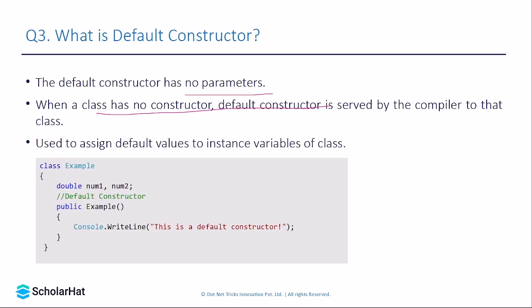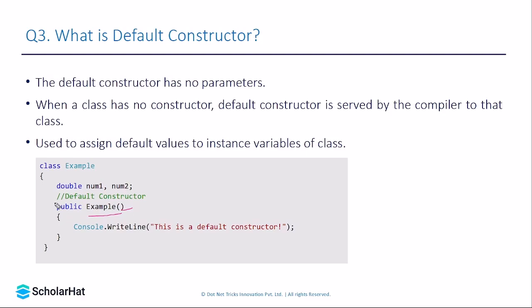Let's understand this with an example, like how we can create a default constructor. You can see that there is a class named Example, and we have two fields over here, num1 and num2. In this way, we can declare a default constructor. You can see the constructor name is the same as the class name, and there is no exception in that part. A constructor name must be similar to the class name, and since we are not passing any parameter inside it, that's why it is called a default constructor.